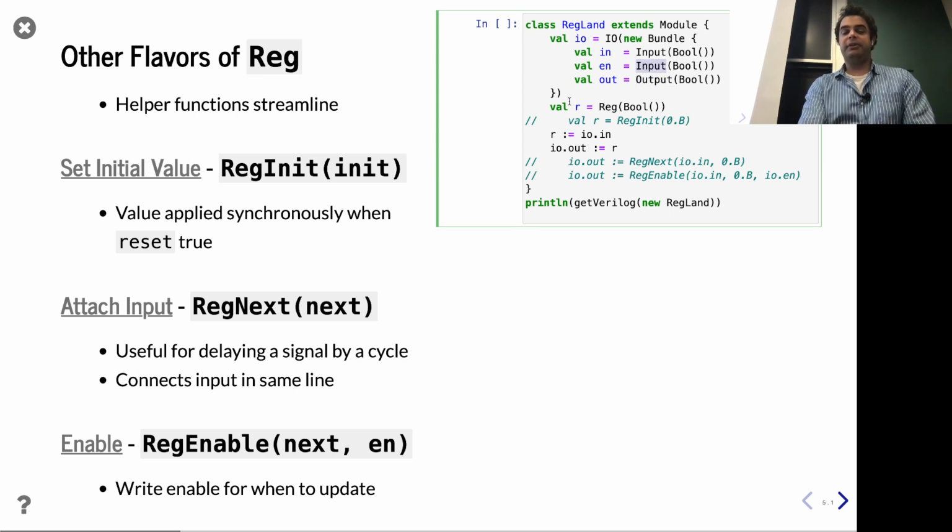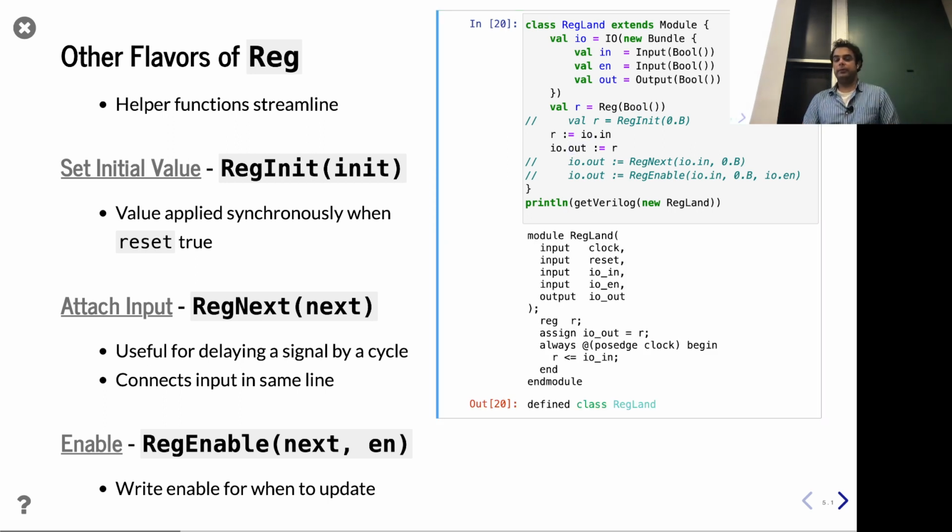So for example, in the most simple case, we're just going to declare a register. And when you declare a register, you give it the type of what it's holding. In this case, Bool, so a 1-bit thing. We connect the input of the register to the input of the module, and the output of the register to the output of the module. And then to pass this through to get Verilog, this is perhaps what you expect, right?